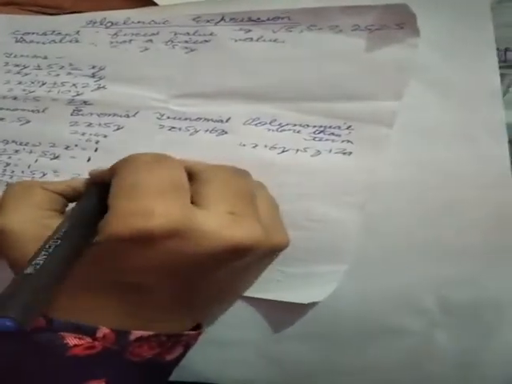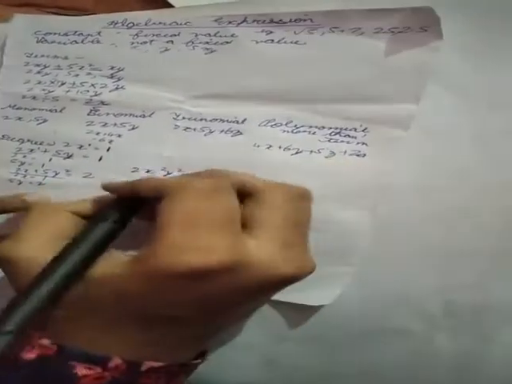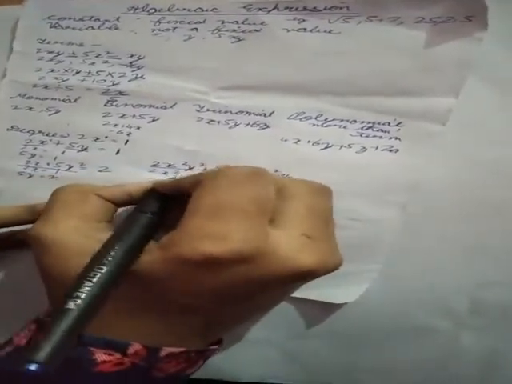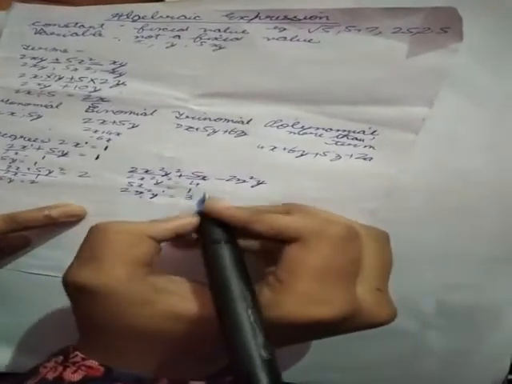And what about 2x square y square plus 5x minus 2z square y? Now this term 2x square y square has a degree 4. 5x has the degree 1. In 2z square y, z has the degree 2 and y has the degree 1, so 2 plus 1 is 3. The highest degree is 4, meaning the whole algebraic expression has the degree 4.